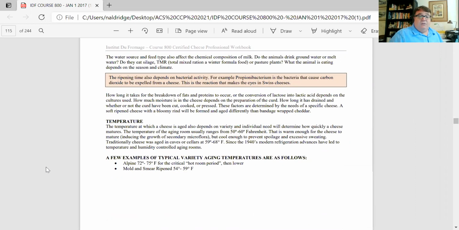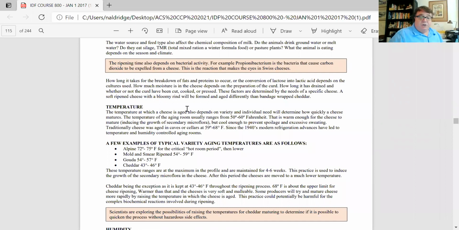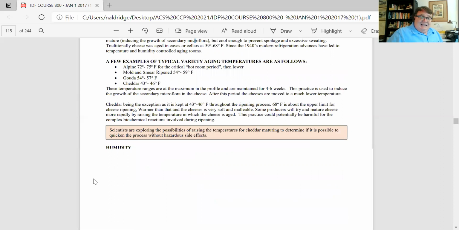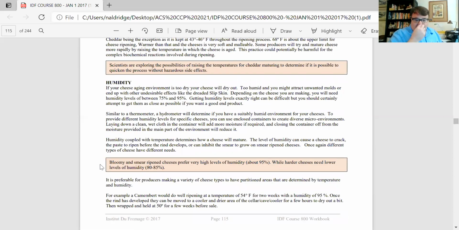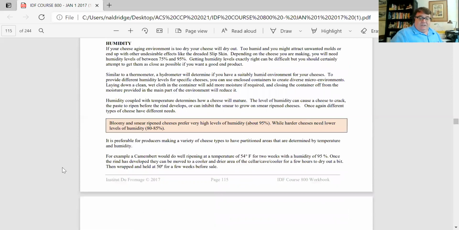Again, all this is good to know, but temperature on this aspect. The temperature at which cheese is aged also depends on the variety of the individual cheese and will determine how quickly it ages. So we understand about temperature and a little bit about humidity. These are read-throughs. I would focus more on this little box about bloomy rind and smear rind cheeses. All righty, we're going to continue on to page 116.